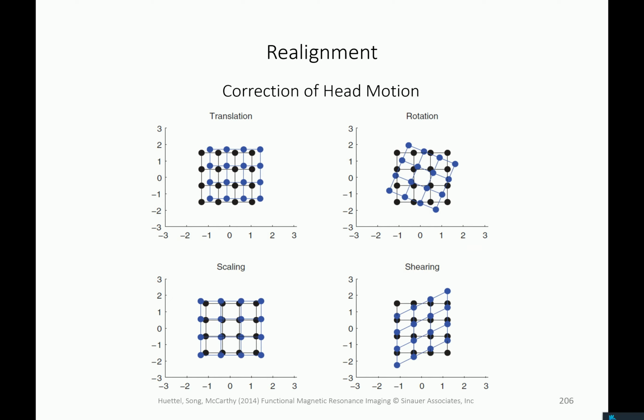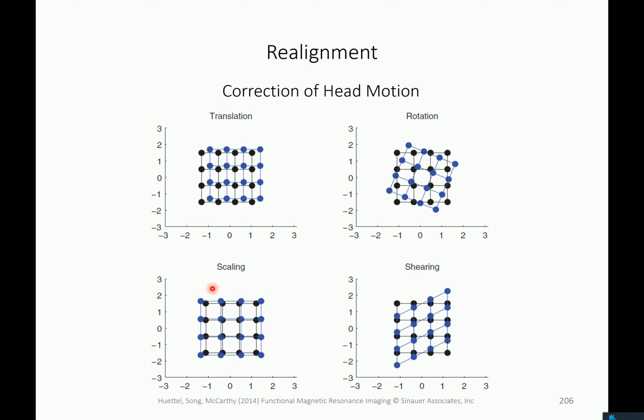What is typically done in terms of correcting for head motion is that 6 parameters are estimated, namely parameters relating to translation in the X, Y, and Z direction. So if you move your head up, to the left, to the right, or back and forward, that would be 3 parameters, X, Y, and Z translational movement, and rotation around the X, Y, and Z axis. So these are the 6 parameters that are typically estimated.